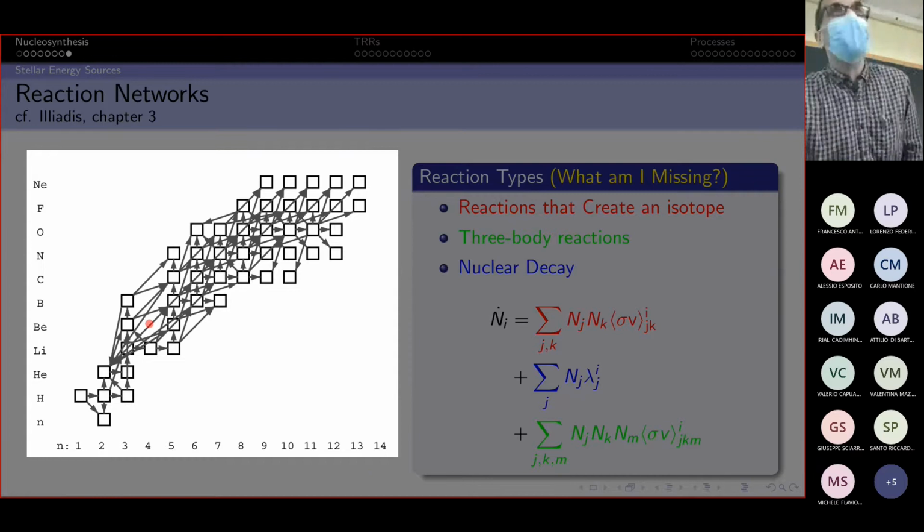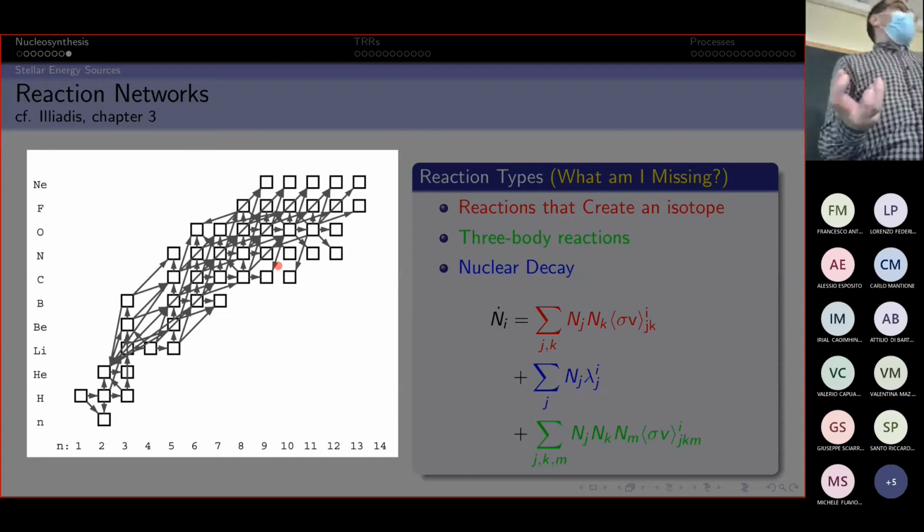All of these arrows indicate a possible nuclear reaction that can turn one nucleus into another nucleus. So for example, hydrogen can capture a neutron and become deuterium. Deuterium can capture a neutron and become tritium. A particle can capture an alpha particle and move up two units in both directions. A particle can capture a proton. There can be gammas. A photon may turn a particle back into a lighter particle. All these reactions, we call that a reaction network. And we can actually model these pretty easily.